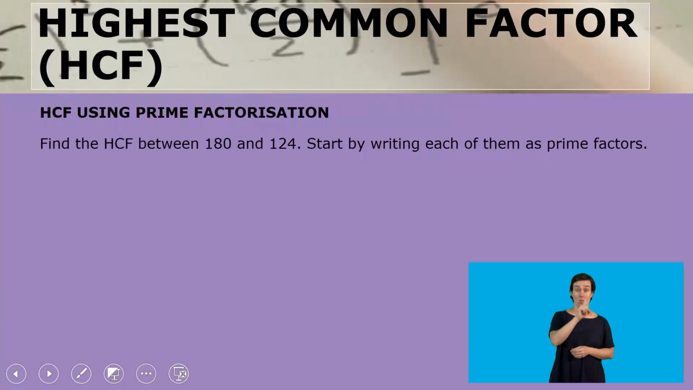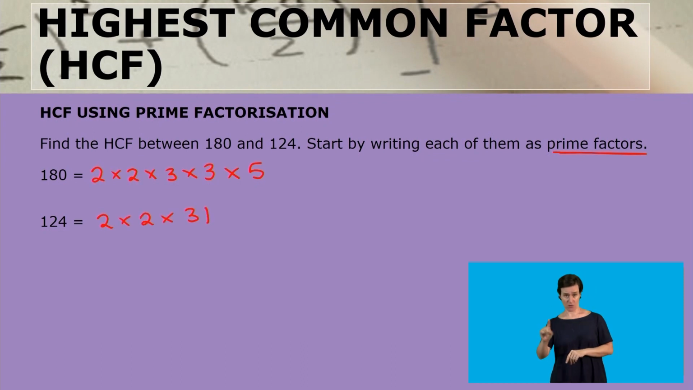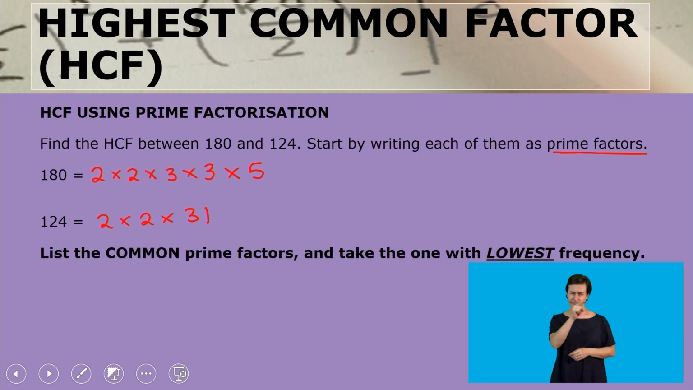Now we are going to look at 180 and 124. But this time we are looking for the highest common factor. So if we remember, what were the prime factors of 180? That was 2 multiplied by 2 multiplied by 3 multiplied by 3 multiplied by 5. And then when we listed the prime factors for 124, that was 2 multiplied by 2 multiplied by 31. So remember what we are looking for from this list? We are looking for the common prime factors.